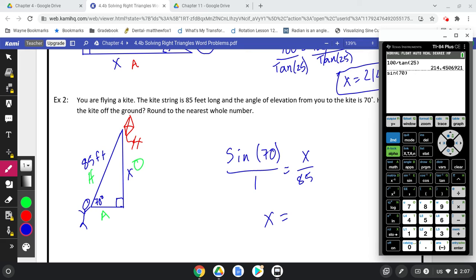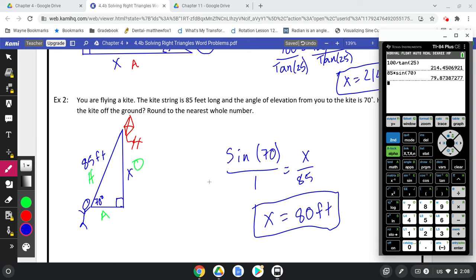Oops, I made a mistake. So 85 times the sine of 70. All right, there we go. Hit enter, and there's our answer. Now it says in the directions round to the nearest whole number, so 79.8 will round up, so 80 feet off the ground is our answer.